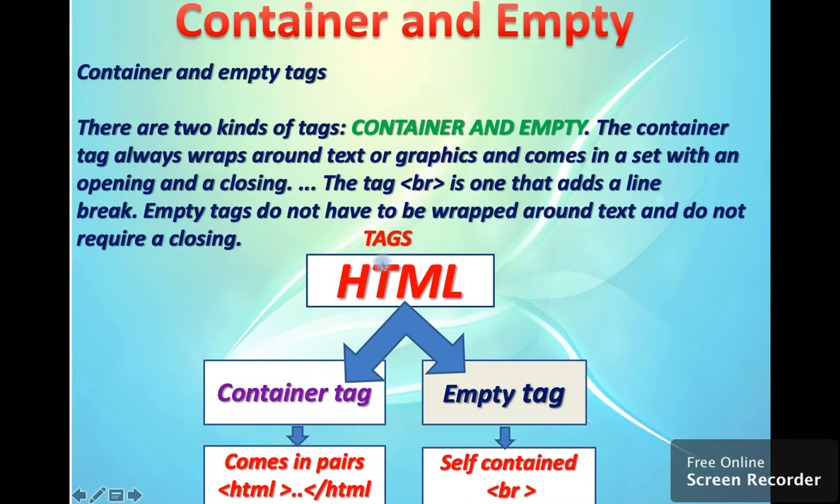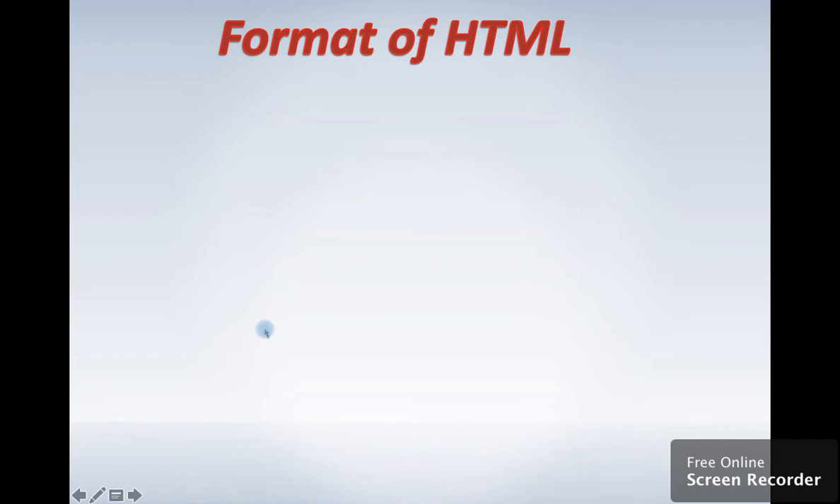HTML has two kinds of tags, container and empty. The container tag comes in a pair, with two parts, and the empty tag is self-contained, which means it is only one tag by itself. Okay, now the format of HTML.